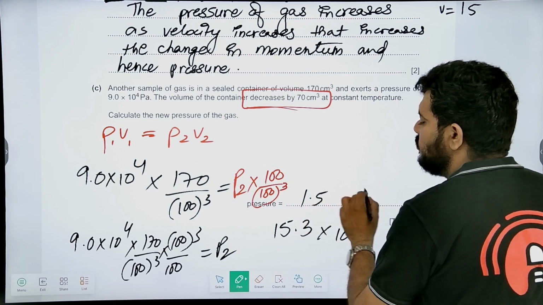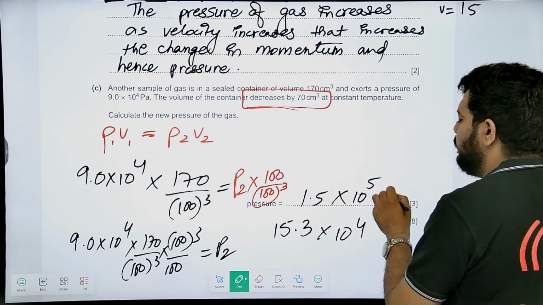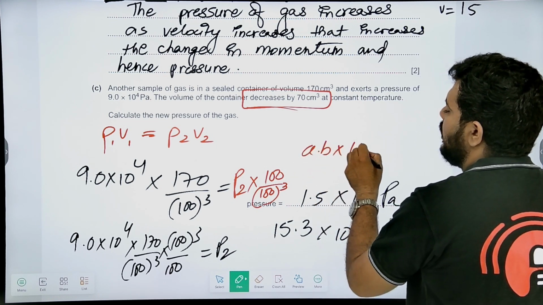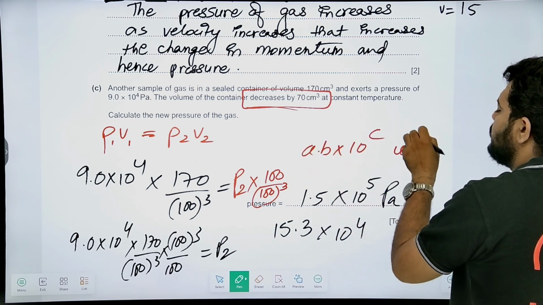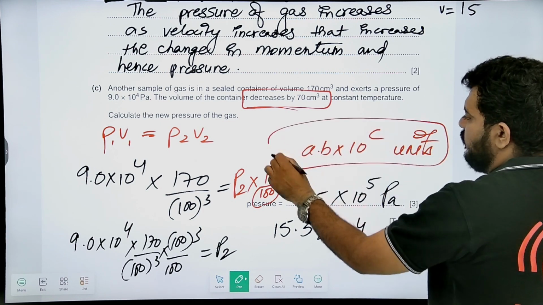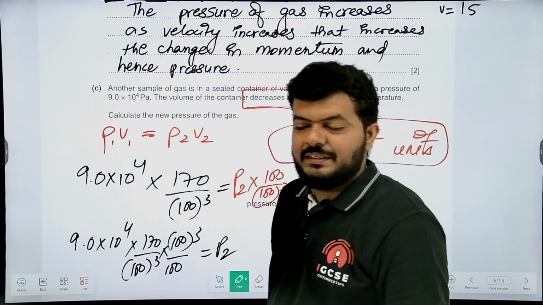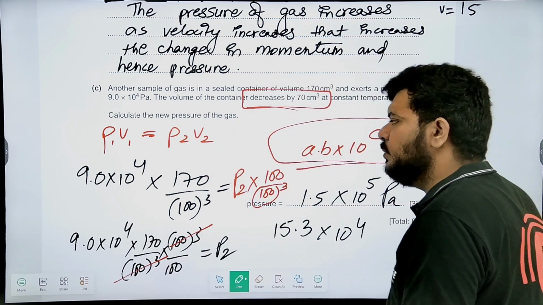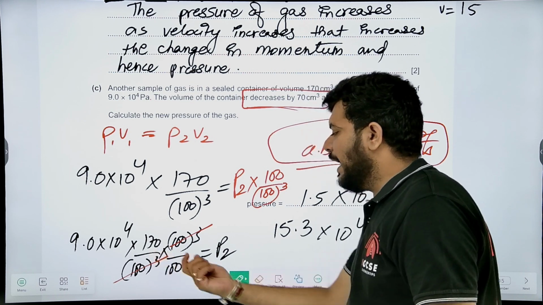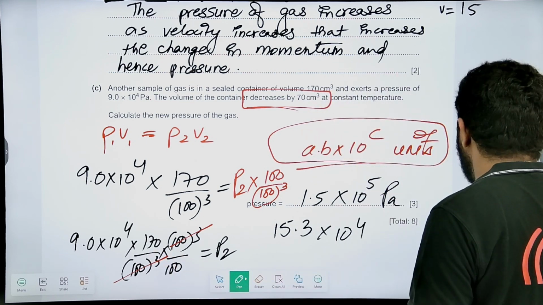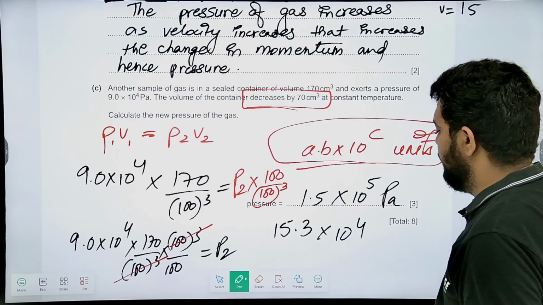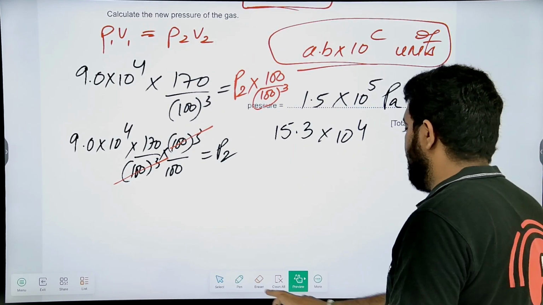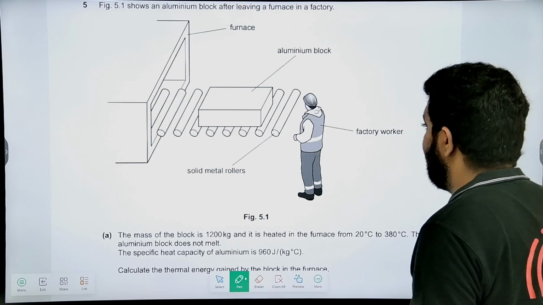See, board prefers you write 1.5 into 10 to the power 5 Pascal. Board prefers that you write it in the form A dot B into 10 to the power C units, if there are units for that answer. So try to write in this form, right? This 100 cube and 100 cube gets cancelled. So on both the sides, if you have same units, you don't actually need to add conversion, but I have to make you understand why it is required. Okay, so now we have the next question.